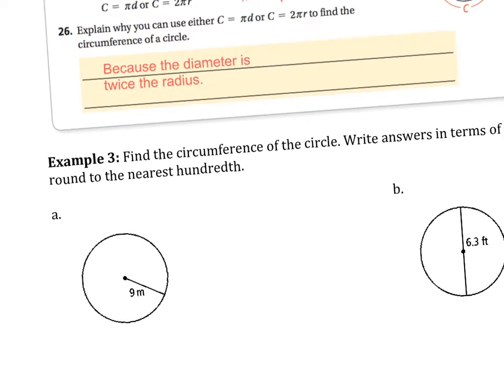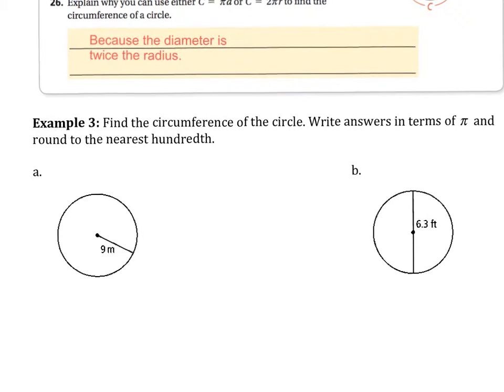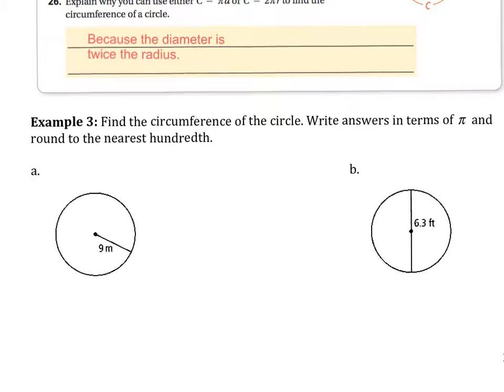All right, so let's look at example 3. You probably will need your calculator out to estimate things, to go quickly. So here, we're going to find the circumference of the circle. We're going to write the answers in terms of pi, and we're going to round to the nearest hundredth. So 2 ways of writing the answer.